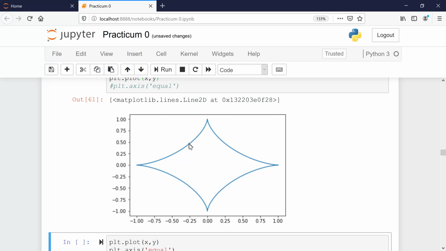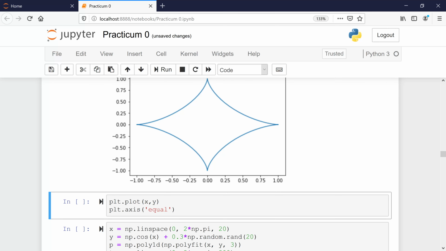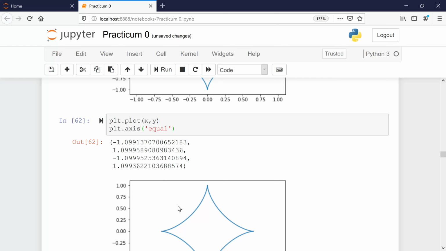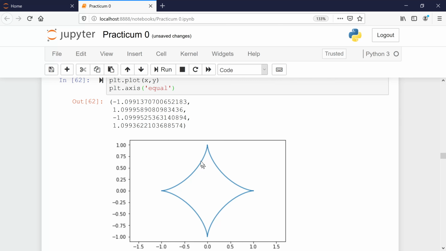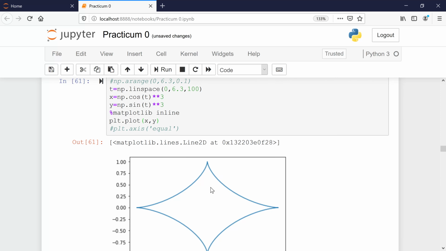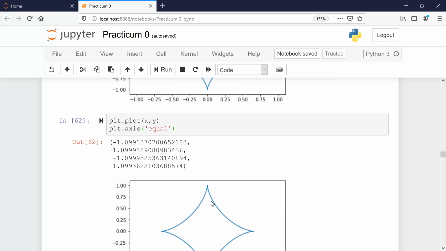But note that the scale on the x-axis is not exactly the same. If you want an orthonormal system, you should specify that the axes are equal. Okay. So now if you take the same scale, you should get something like this. Try to experiment with other parametric curves, and try to change the color if you like.